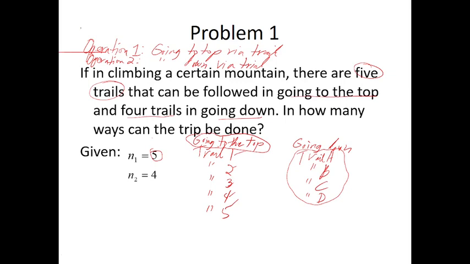Now the problem is, how will we determine the number of ways that the trip can be done?